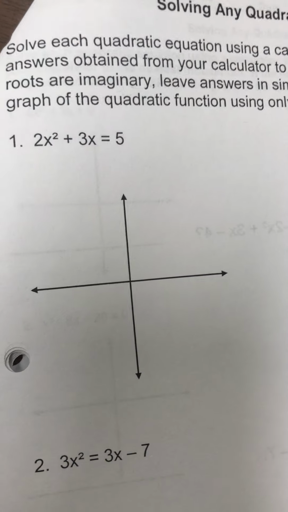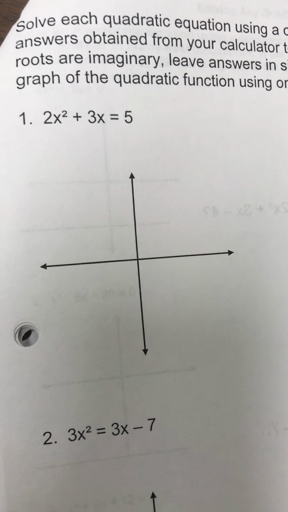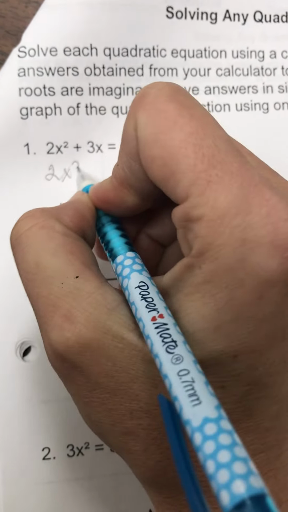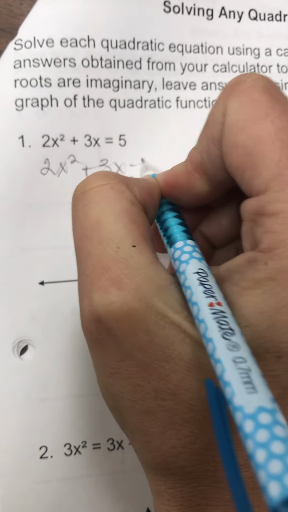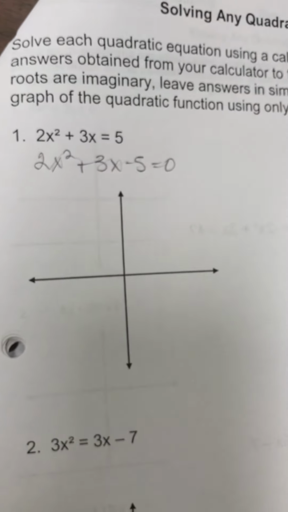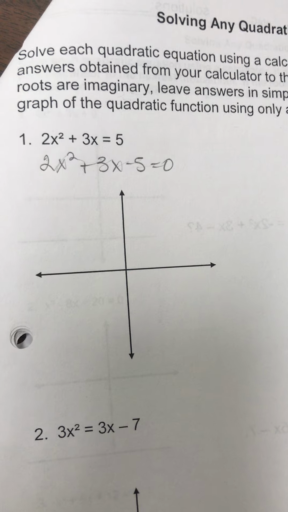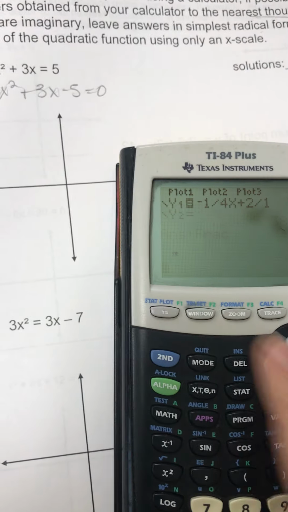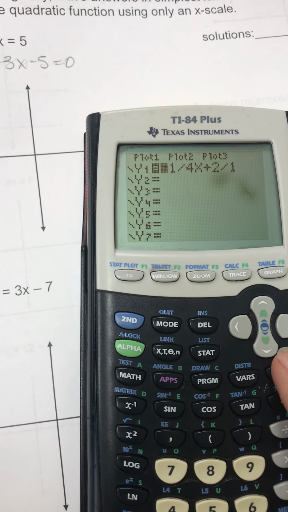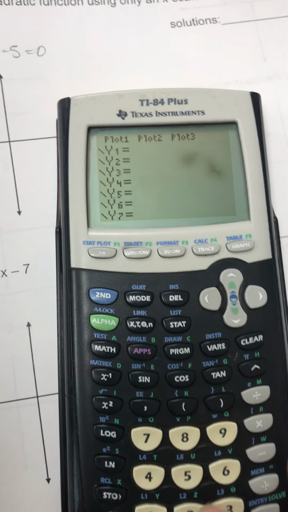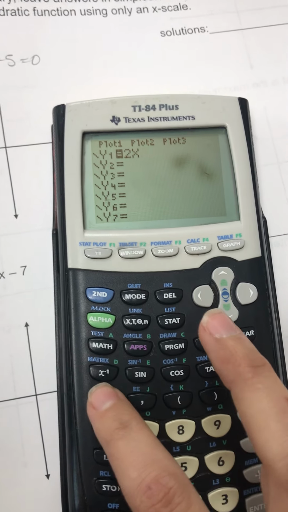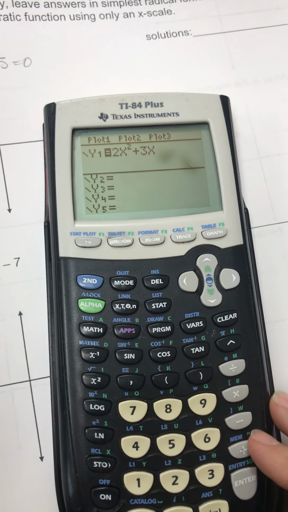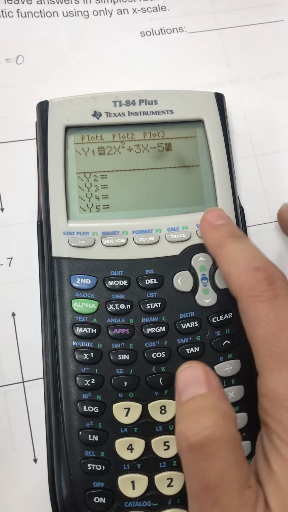2x squared plus 3x equals 5. So we need to set this equal to 0. So you're going to have 2x squared plus 3x minus 5 equals 0. All right, so now you're going to put this in your calculator. So you're going to go to y equals, and you're going to clear, and you're going to go 2x squared plus 3x minus 5, graph.